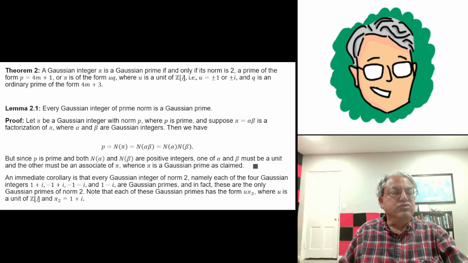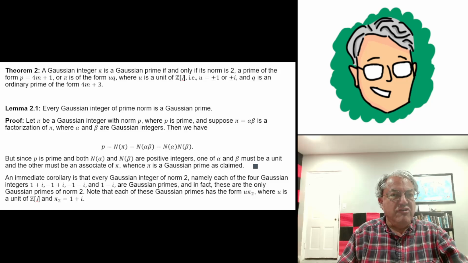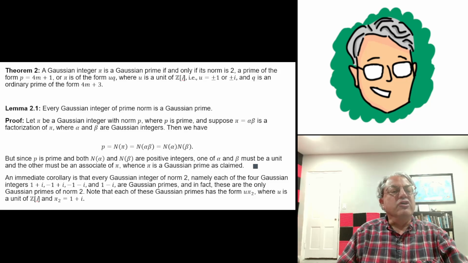I just want to prove this theorem. This is a very important theorem, actually. This Theorem 2 is going to tell us basically how to classify all Gaussian primes. What this theorem says is that a Gaussian integer is a Gaussian prime if and only if its norm is 2, or a prime of the form 4n plus 1. In other words, a prime that's congruent to 1 modulo 4, or it's an associate of an ordinary prime Q.